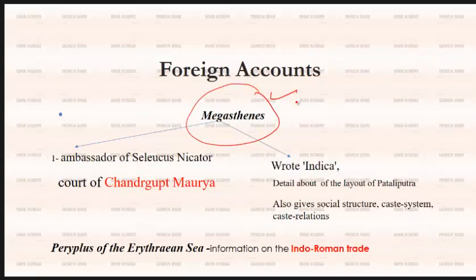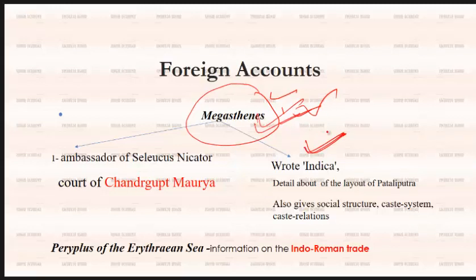The first foreign account was given in the very famous book written by Megasthenes. Megasthenes was the ambassador of Chandragupta Maurya. At the time when Chandragupta Maurya defeated Seleucus, Seleucus sent one ambassador to Chandragupta Maurya, whose name was Megasthenes, and he wrote the book named Indica.